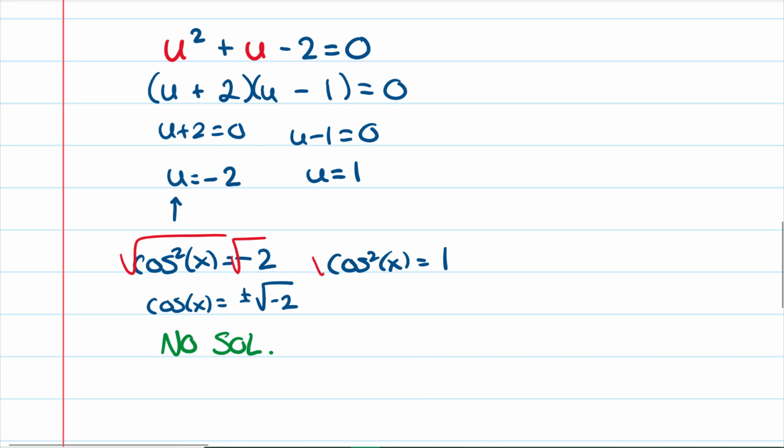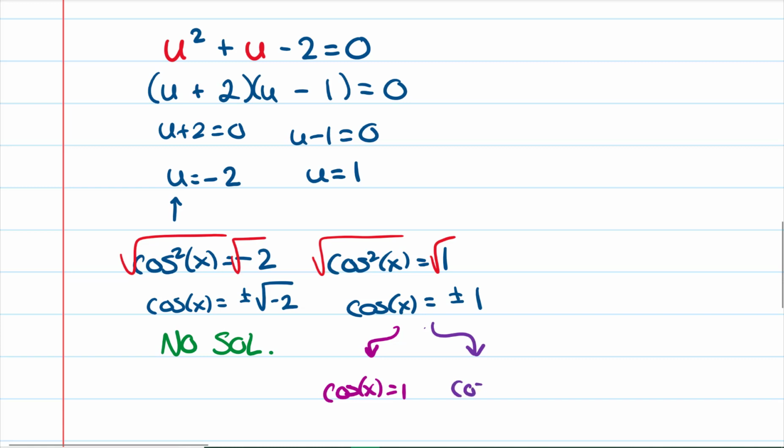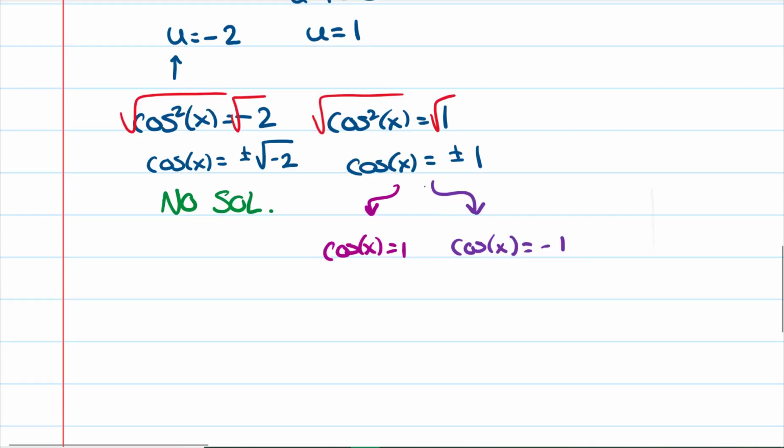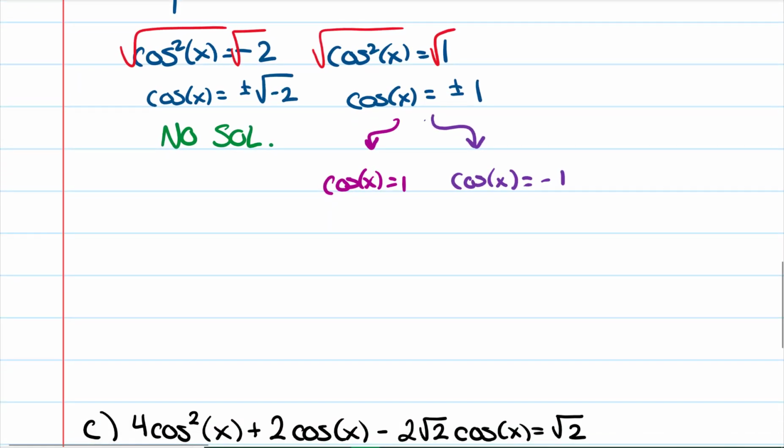And then for the other equation, I take the square root of both sides, and I get cosine of x is equal to plus or minus 1. So this is where this branches off into two problems. Cosine of x is equal to 1 and cosine of x is equal to negative 1. So now what I need to do is go ahead and solve those. Cosine of x equals 1 at x equals 0 and 2 pi, and cosine of x equals negative 1 at pi.